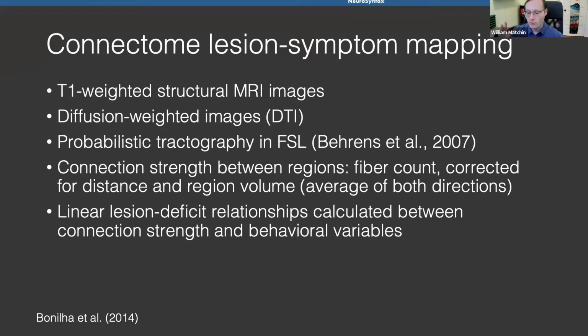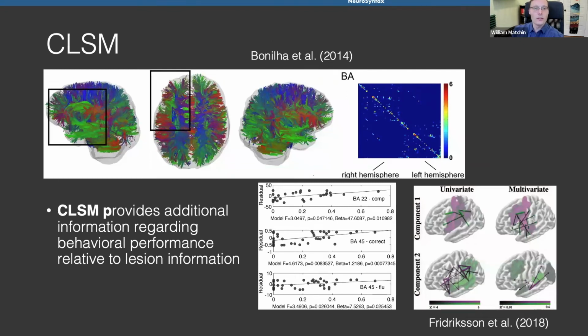I'm happy to answer questions about this method later if you'd like. And then we do lesion symptom mapping in the normal way, right? We relate the degree of connection strength to the behavioral deficits that we observe in the patient group, right? And this is just to show you that CLSM provides additional information relative to lesions.